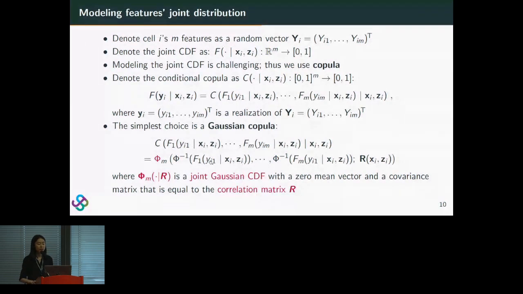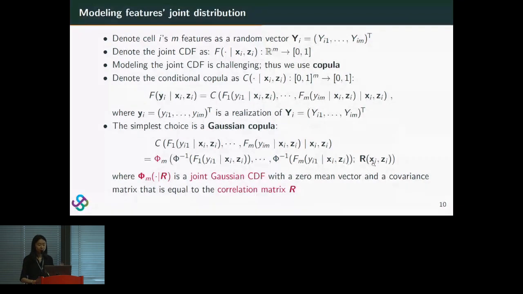Then we would have a total of m standard Gaussian random variables, and their joint distribution will be modeled by an m-dimensional Gaussian distribution with zero mean, unit variance. What's left is a correlation matrix, which is equal to the covariance matrix in this case, because the variances are 1. So we are left to estimate this R.